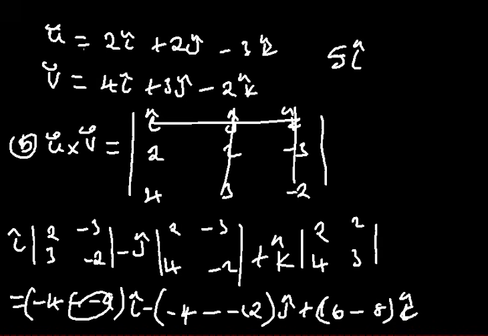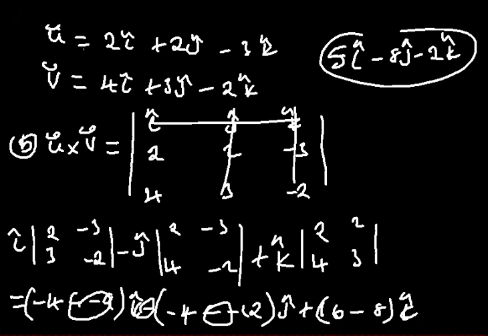So we have negative 5i hat, and this is a plus, that is positive 8 times negative, that is negative 8j hat, and plus 6 minus 8, that is negative 2k hat. So this is actually the cross product.